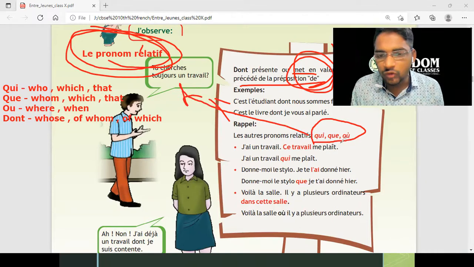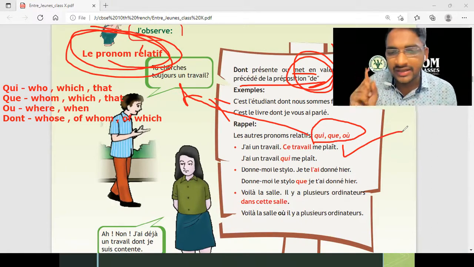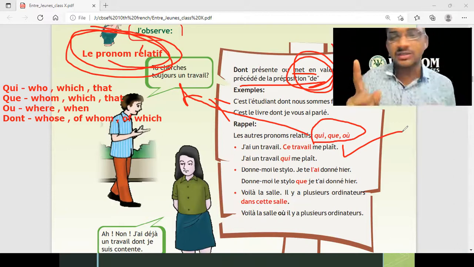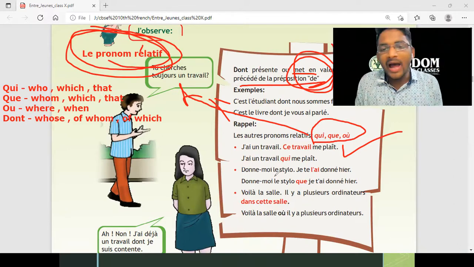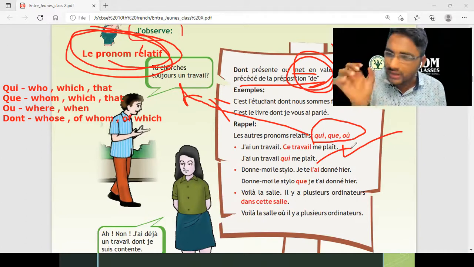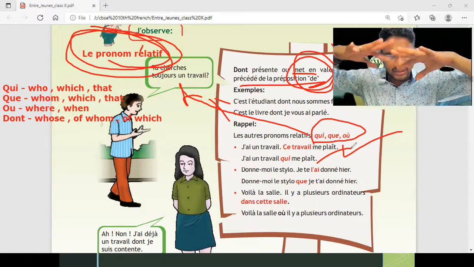J'ai un travail. Now look over here. They have given us a sentence. I have a work. This work pleases me. So students, is there anything in common in the 2 sentences? Yes, there is something common. What is common? Un travail, ce travail. So I have a work which pleases me. I have a work. So the common element in the second part you have to remove. We will not say the same thing twice. Okay? So relative pronoun helps to join 2 sentences.